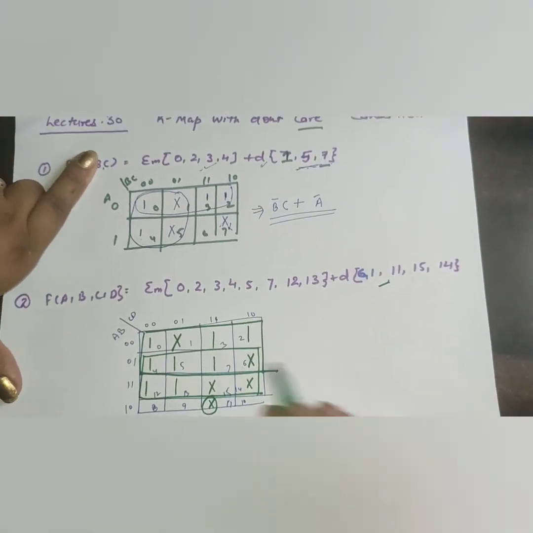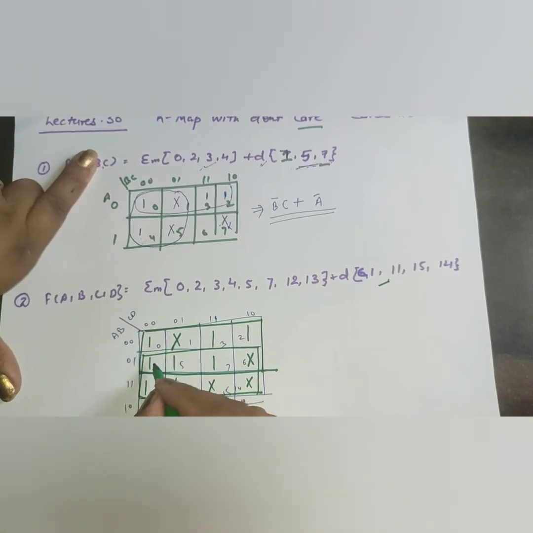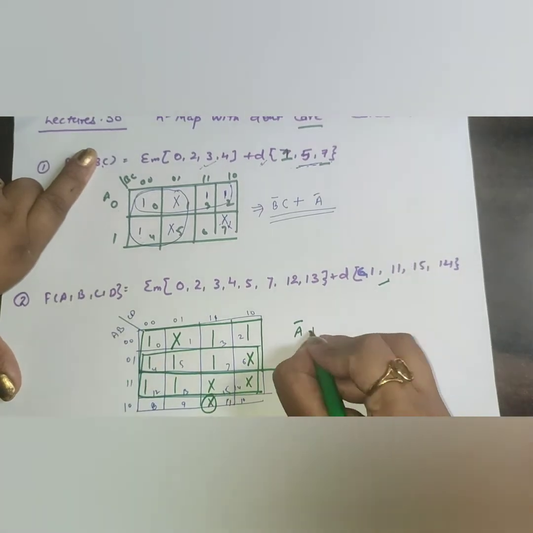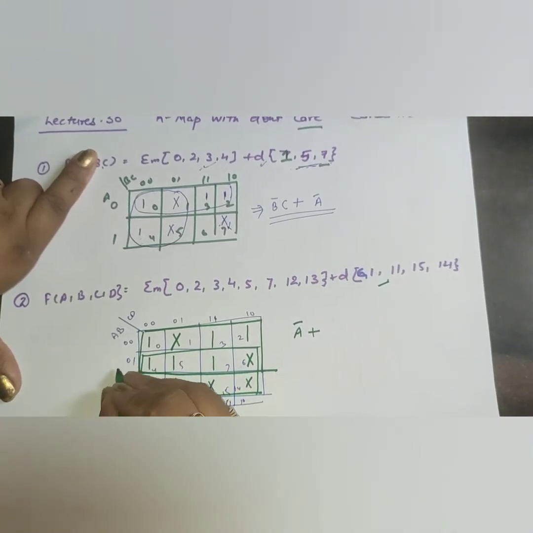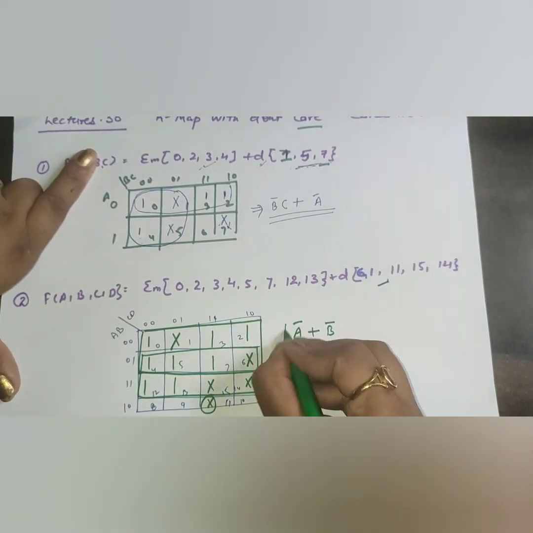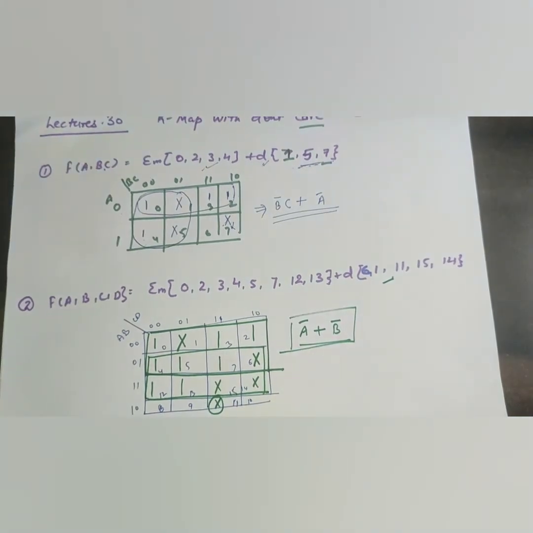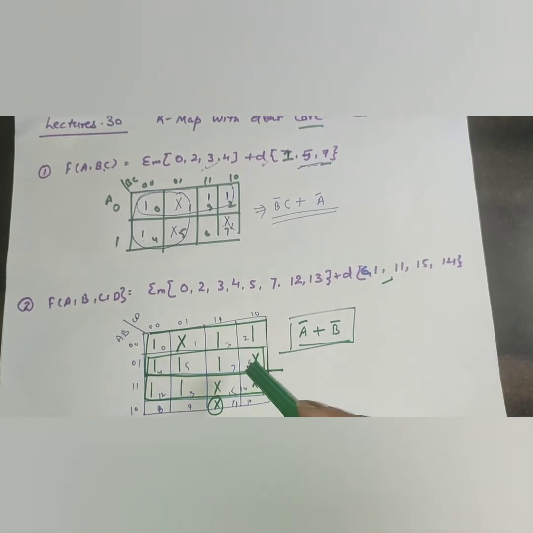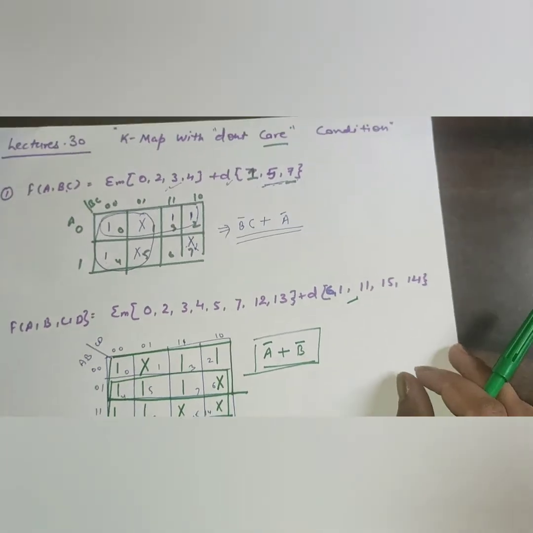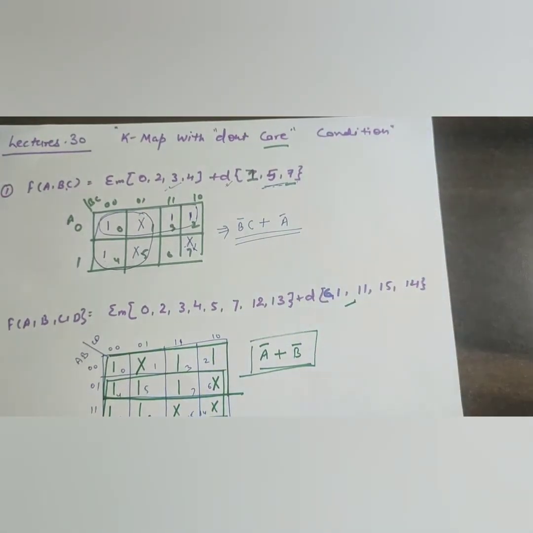Now from there to there, only A bar, and from there to there CD will be eliminated. Now from there to there A is eliminated, only B bar, and here to here CD will be eliminated. So the answer is this. This don't care condition is used to reduce the cells or to increase the grouping size. But this will be considered only when it is given in the question. If the question does not give any don't care condition, we should not consider it.